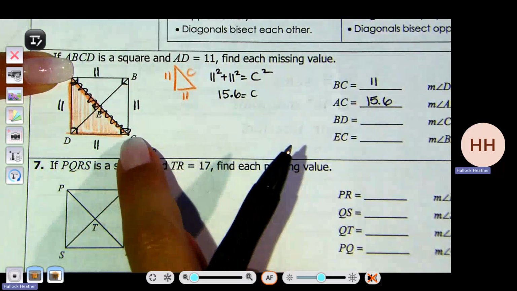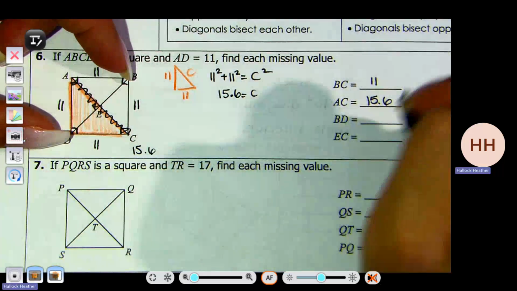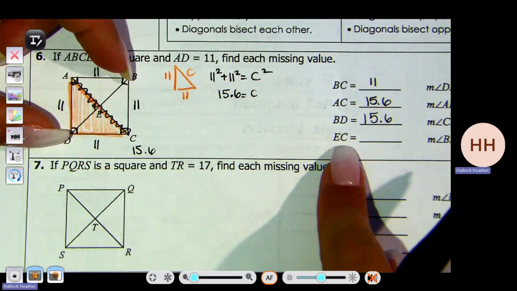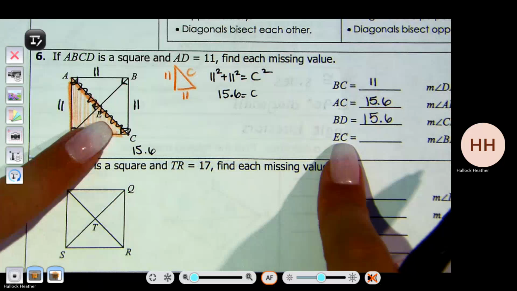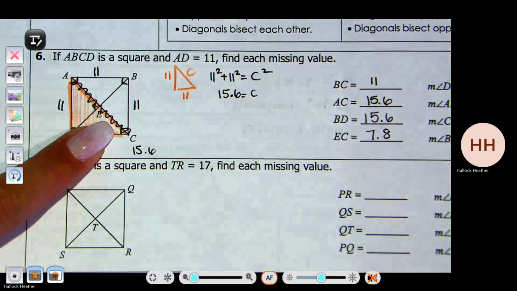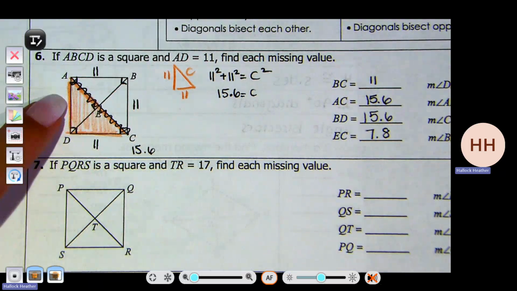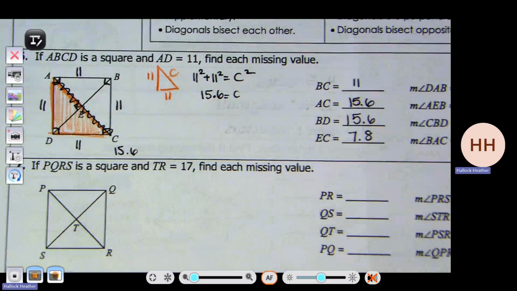So if that diagonal is 15.6, what would B to D be? 15.6, because the diagonals are congruent. So if the whole diagonal is 15.6, what would E to C be? 7.8, because you're cutting it in half. And then we're talking about the measures. So disregard your 11s, disregard your 15.6, because those are lengths. Now we're thinking about the corners. We're talking about the inside of a triangle. A triangle adds to make 180 degrees in total.